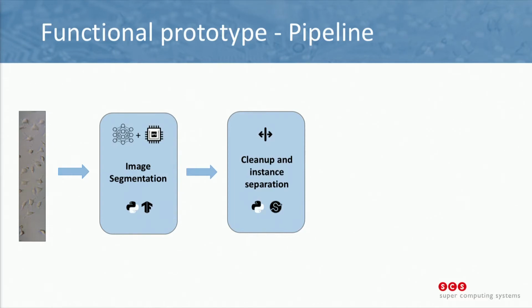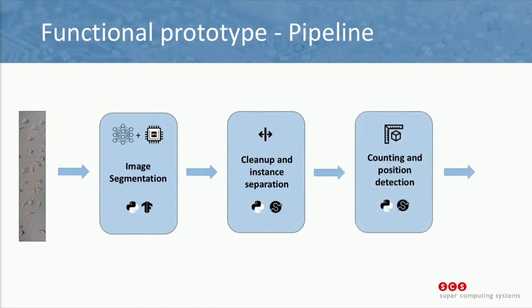We had a cleanup and instance separation stage where we removed small particles and eroded the image a little bit to make sure no false connections are made between cell segmentations. We finally counted and detected the position of the cells, and we would then come up, for debug purposes at least, with that output, and for the actual algorithm, we would come up with just the cell counts and their positions.